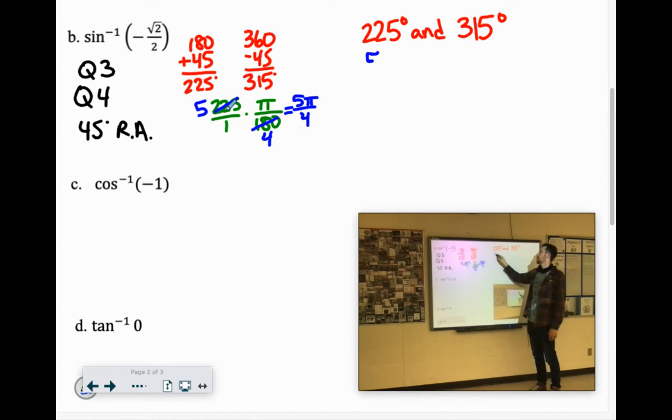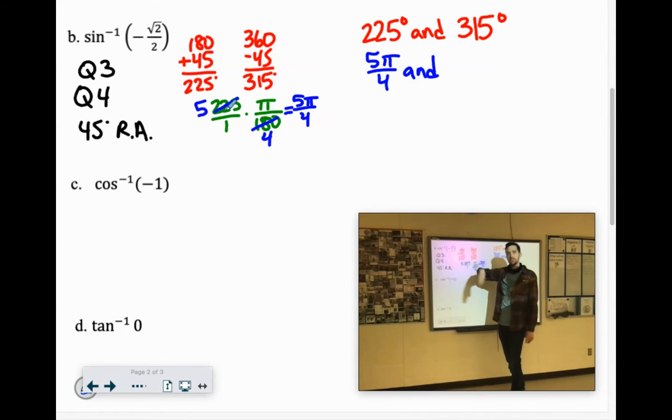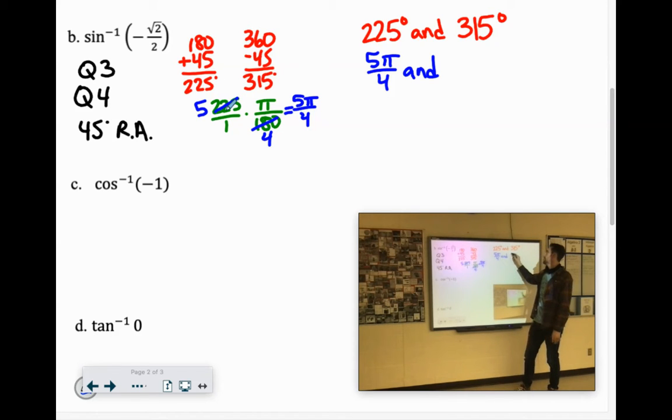So we have 5 pi over 4. And now keep in mind a full circle is 2 pi, which as fourths would be 8 pi fourths. We just knocked 1 pi off of that. So the other one for 315 would be 7 pi over 4.